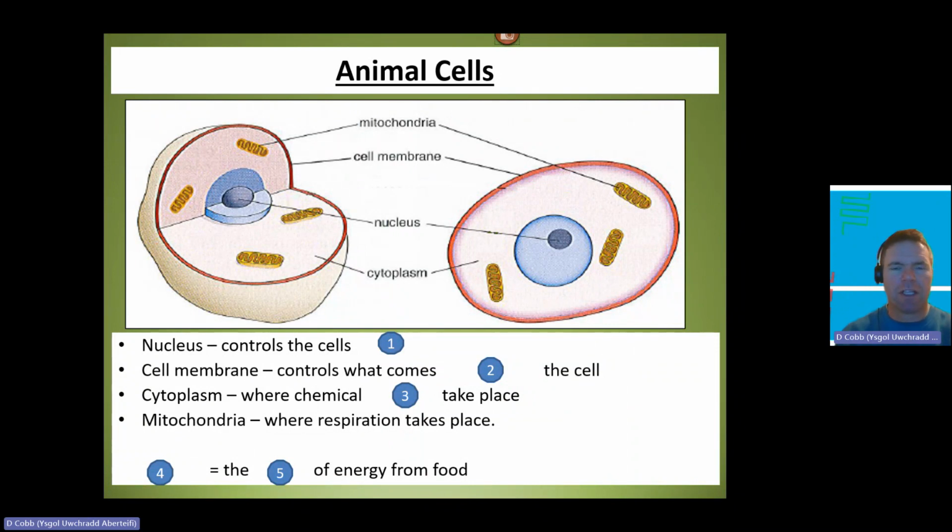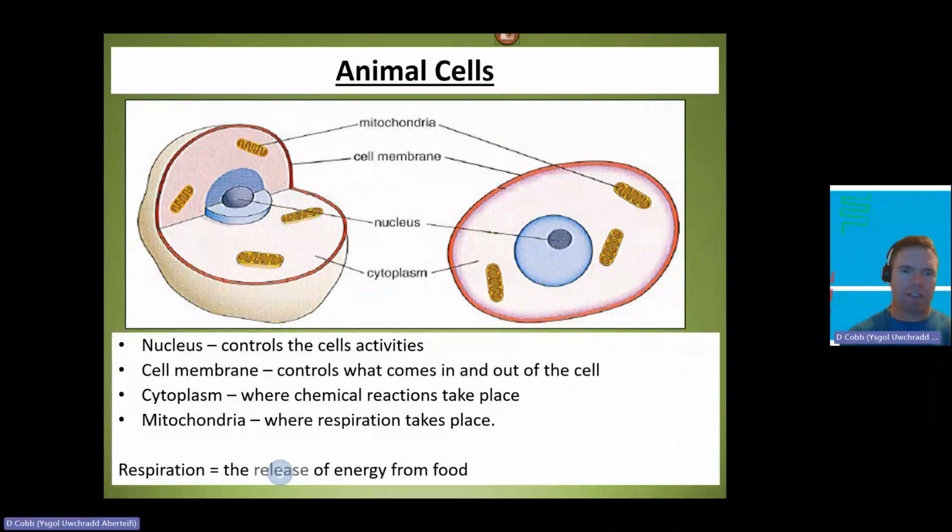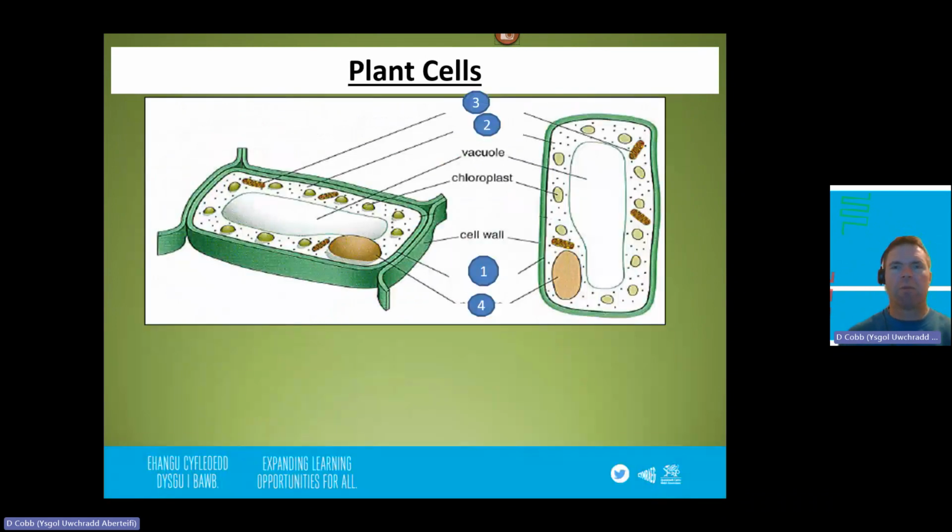So the nucleus, remember, controls the cell's activities, as we expected there. The cell membrane controls what comes in and out of the cell. The cytoplasm is all about where chemical reactions take place. And the mitochondria is where respiration takes place. And I said that respiration is the release of energy from food. So that's animal cells. Let's have a look at plant cells.